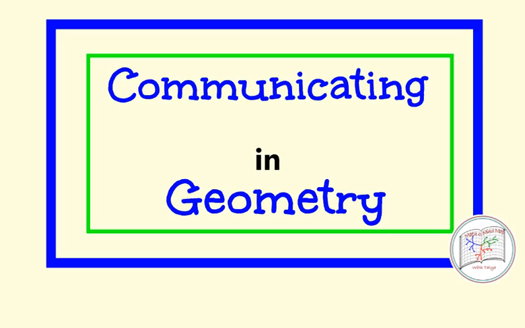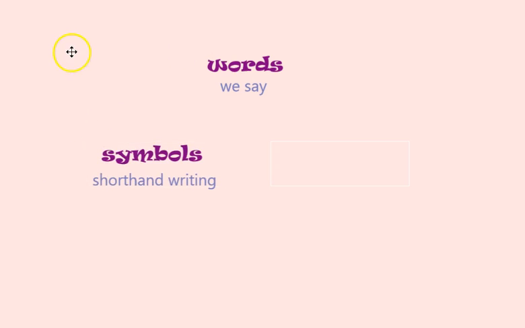Communicating in geometry is like speaking 3 languages. Why is that, you'll ask me? That is because we use words to describe the objects that we work with, which sometimes we write in shorthand using symbol notation, and other times we express the same information through diagrams.